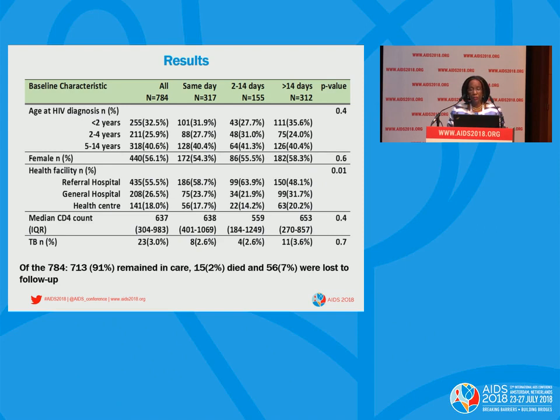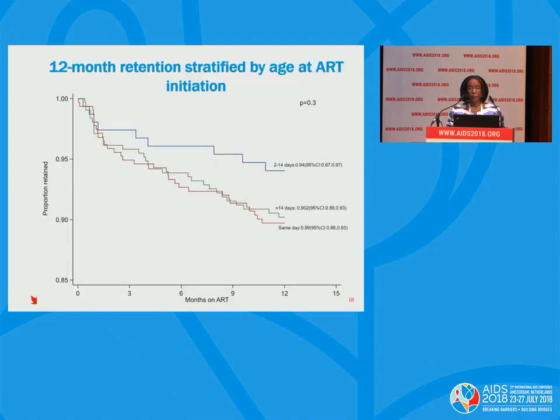The median CD4 count, there was no difference between these children in the different age groups, with an interquartile range of 304 to 983. And there was no difference whether these children had been found to have TB at diagnosis or not. In total, of the 784 children studied, 91% were still in care, 2% had died, and 7% were lost to follow-up.